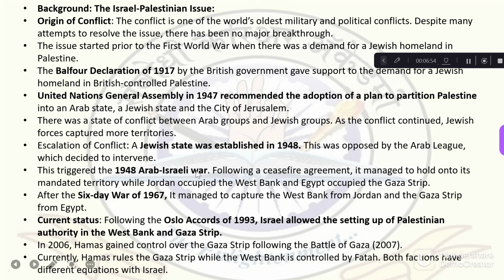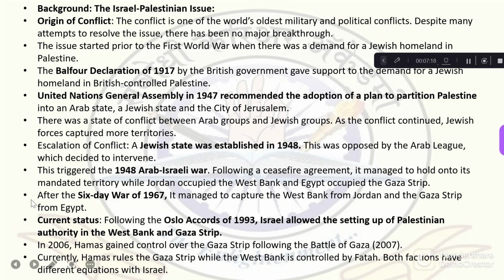And the result of this war was a ceasefire, in which the territory around the Jordan, the West Bank, was occupied by Jordan, and Egypt occupied the Gaza Strip. In Israel, there is a place called the West Bank, which was occupied by Jordan, and there is the Gaza Strip, which was occupied by Egypt.